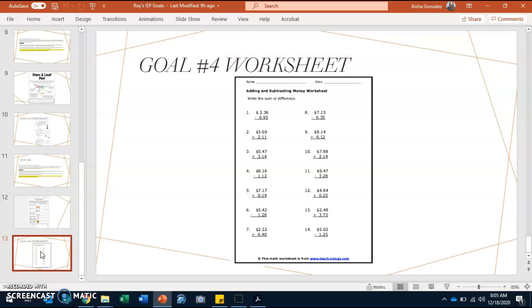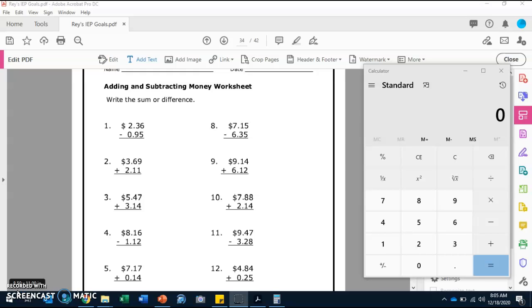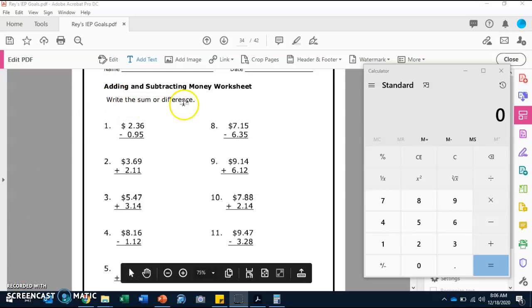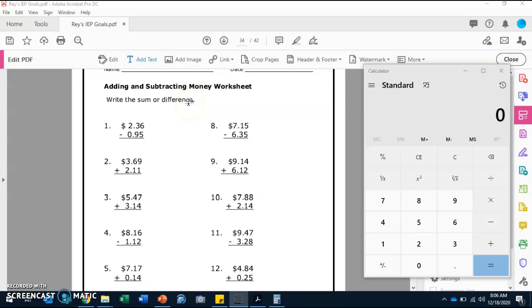So now for this worksheet, it is called Adding and Subtracting Money Worksheet. It starts with $2.36 minus 95 cents. If you can please take it out, and also a calculator because we will be needing it for this worksheet. So here, Ray, it says write the sum or the difference. So some questions we will be adding, and in some we will be subtracting. And we're just going to put the value of it here in the bottom.